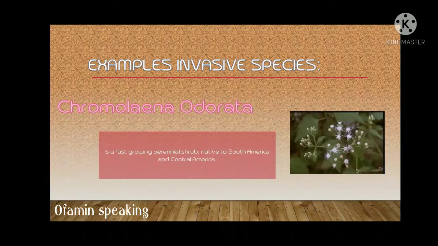Also, it is native to the Americas, from Florida and Texas in the United States south, through Mexico and the Caribbean to South America. It has been introduced to tropical Asia, West Africa, and parts of Australia.